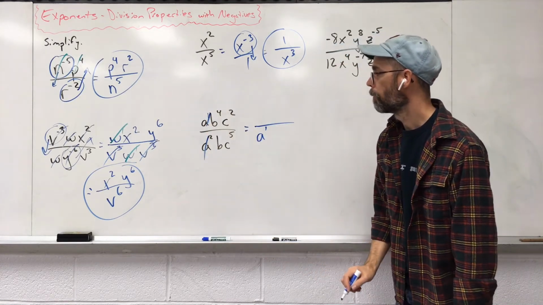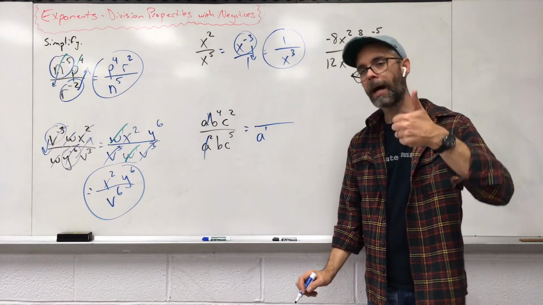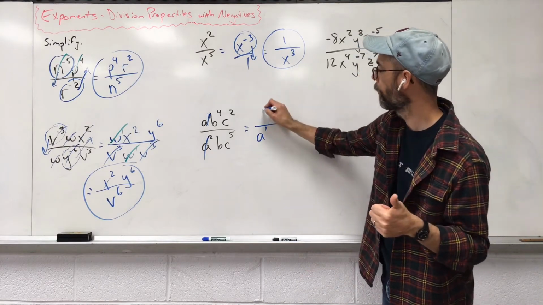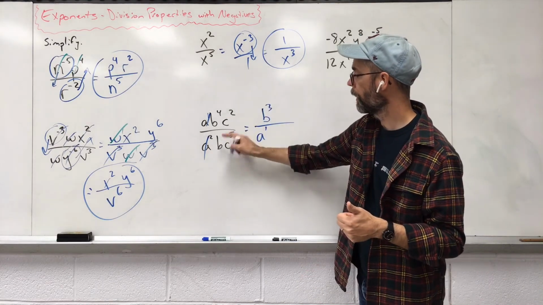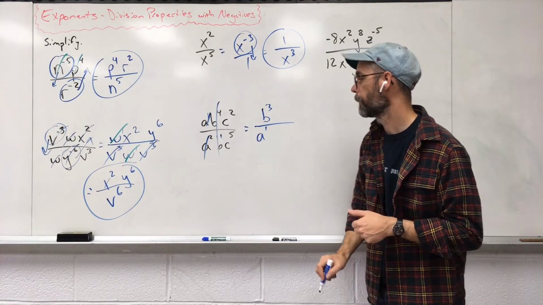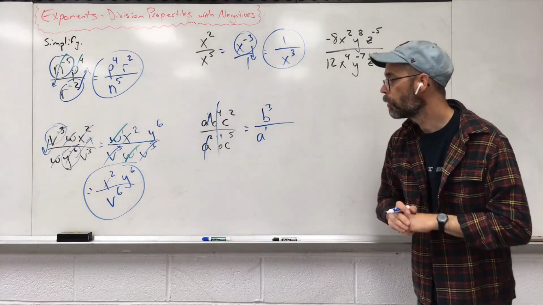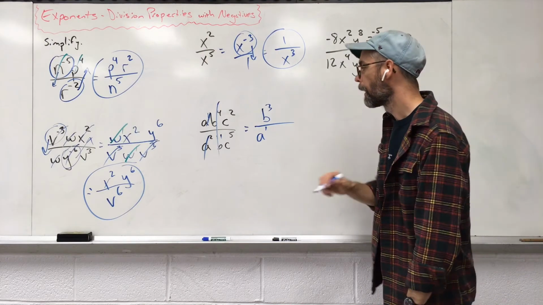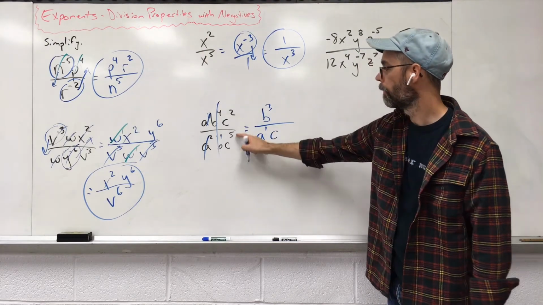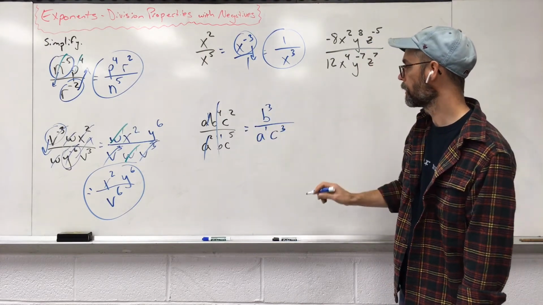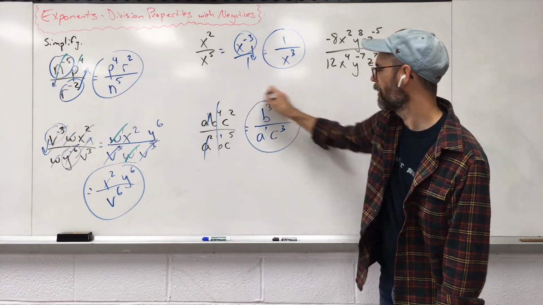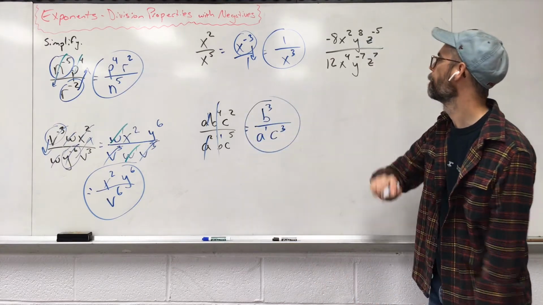We used it. B's, where do you have more? Up top. How many extra do you have? We've got 3. 4 minus 1 gives you 3. C's, where do you have more? On the bottom. How many extra do you have? 5 minus 2 gives me 3. And we didn't have to deal with any negatives, so I like doing it like that.